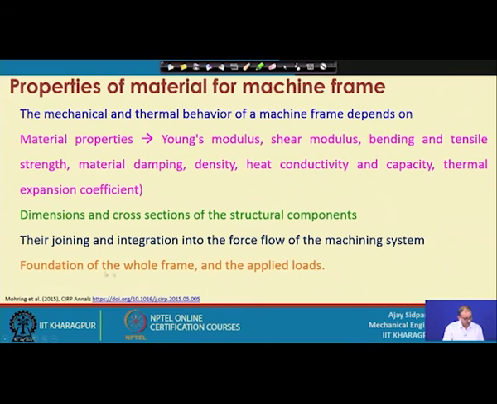Right, and foundation of the whole frame and the applied load, because we know that whatever the structure is, whatever you are making on that, if your foundation is not perfect, then the whole building will collapse, correct. So, we always make the foundation very firm, so that it can bear more and more load on the top surface. So, foundation is very important. Which material you are using for the foundation, and then you are building different components with a different material or maybe the same material.